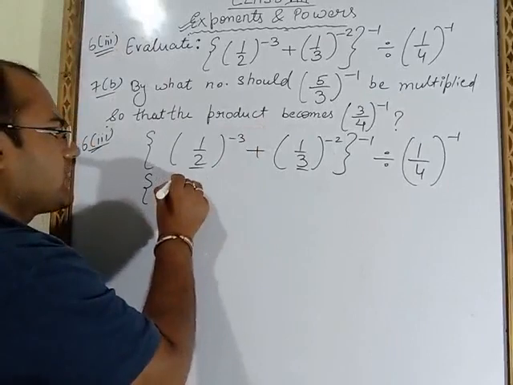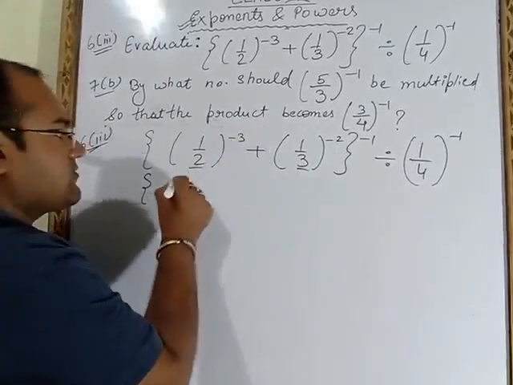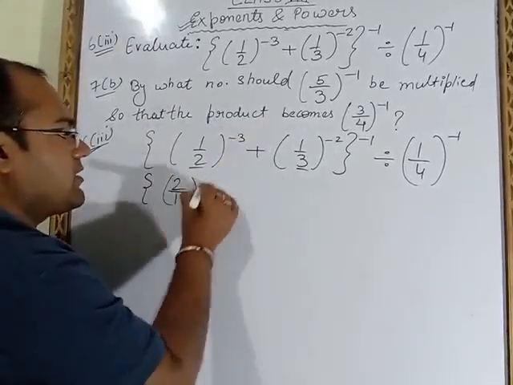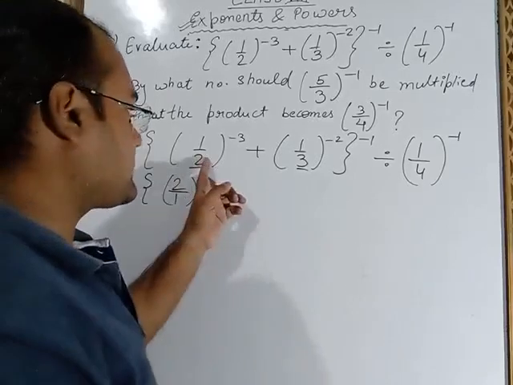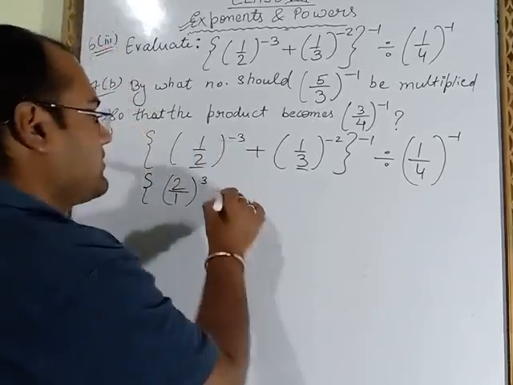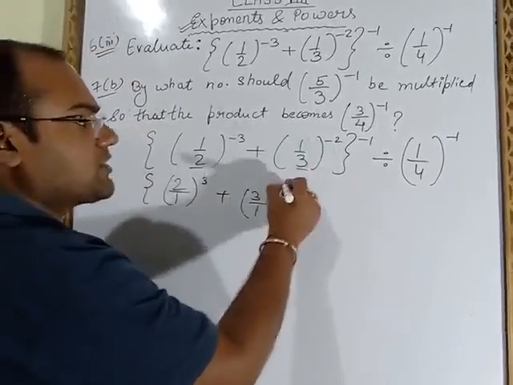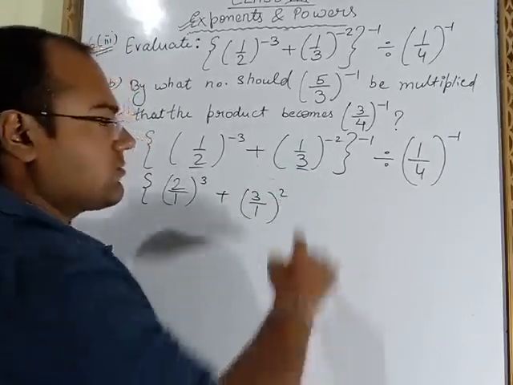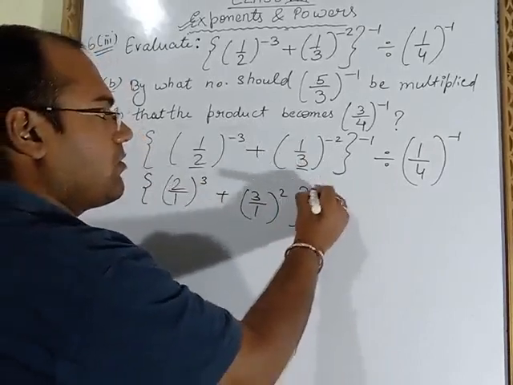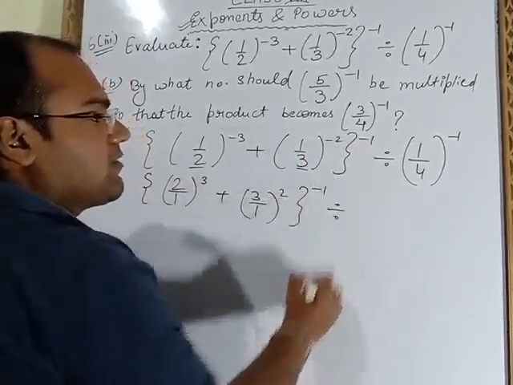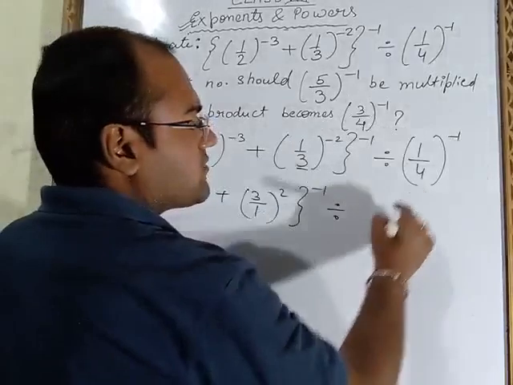So what will you do? 1 upon 2 power minus 3 is there. We will write 2 upon 1 power plus 3. Then we will do reciprocal. We have to change the sign here. Here also we will do reciprocal. 3 upon 1 whole power minus 2 is there, but we will write 2 because we have taken reciprocal. Whole power minus 1 divide. This power is also minus 1.